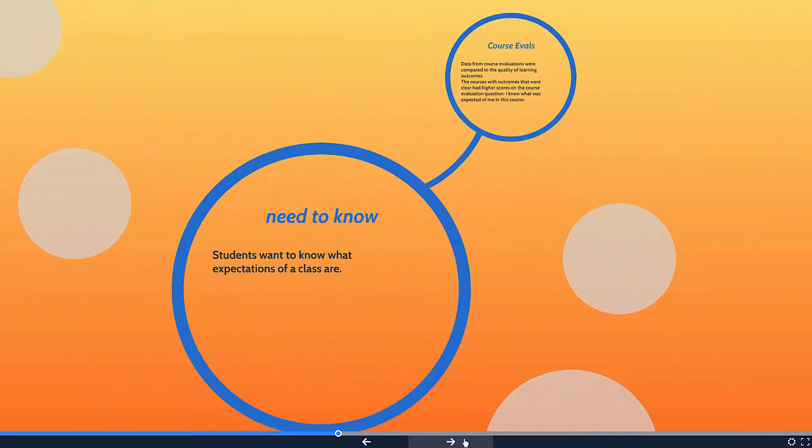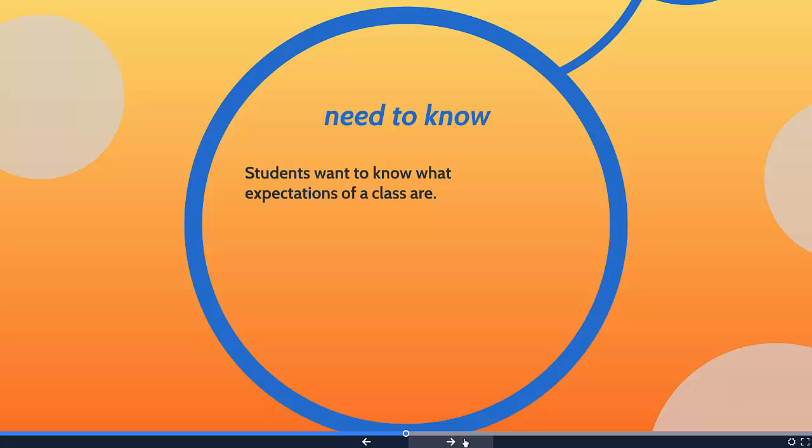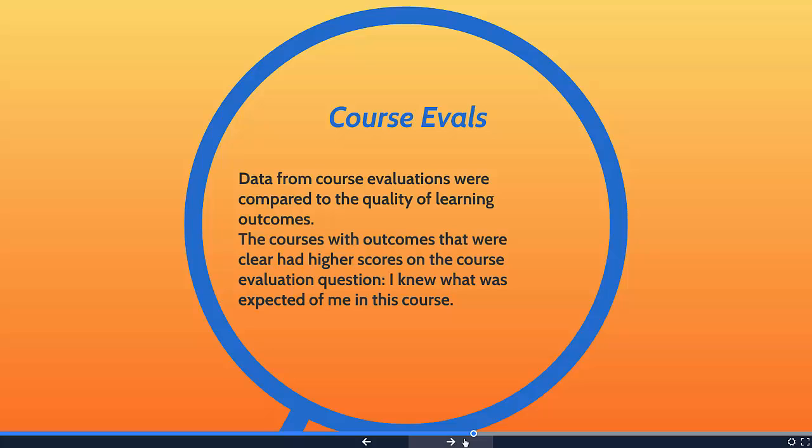Students have a need to know. They want to know what you expect of them out of that class. It helps them to learn, and students measure that within their course evaluations. Data from course evaluations were compared to the quality of the learning outcomes in a select group of courses. The courses with outcomes that were clear had higher scores on the course evaluation question, "I knew what was expected of me in this course."